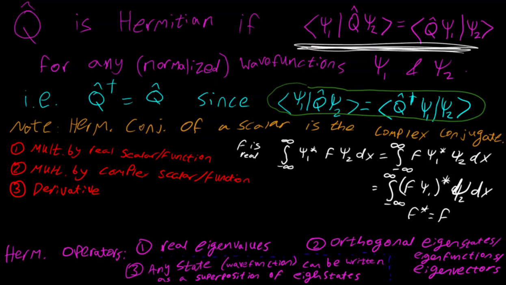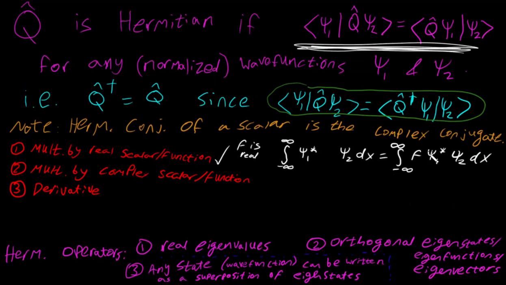And so therefore, this is equal to this, which is what we want to show. So this is Hermitian, multiplying by a real scalar function. So now I'm going to keep most of this, but switch this for a complex function, and maybe you can see where this proof is going. If you do, maybe try to pause this video and do it yourself. I'll do this right now.